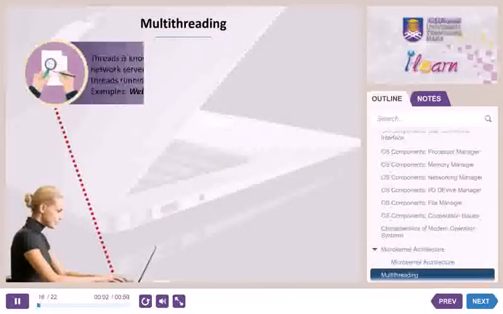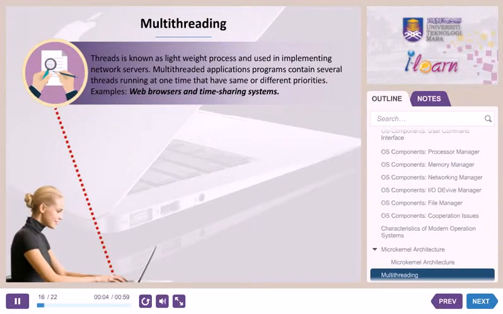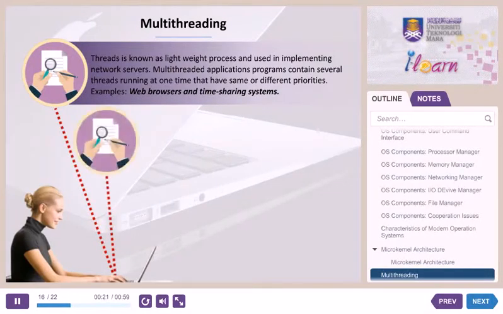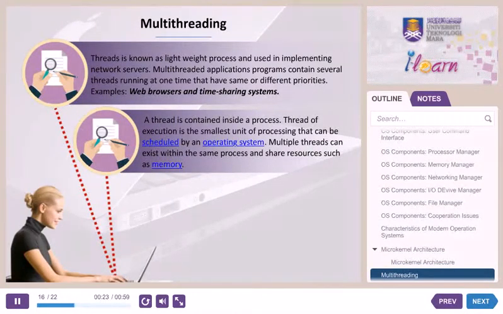Multithreading. A thread is known as a lightweight process and is used in implementing network servers. Multi-threaded application programs contain several threads running at one time that have the same or different priorities. Examples: web browsers and time-sharing systems. A thread is contained inside a process. A thread of execution is the smallest unit of processing that can be scheduled by an operating system. Multiple threads can exist within the same process and share resources such as memory.